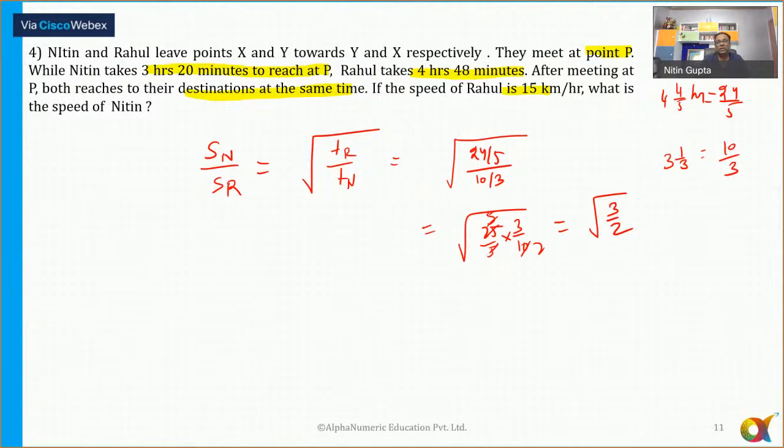And if the speed of Rahul is 15, I can say speed of Rahul is equal to 15. So now we can just calculate here. Speed of Nitin to speed of Rahul is equal to root 3 by 2. So speed of Nitin is 15 into root 3 by 2, and that will be the answer. I think I have 3 1 by 3. Yes, that's it. 20 minutes means 1 by 3, 10 by 3.